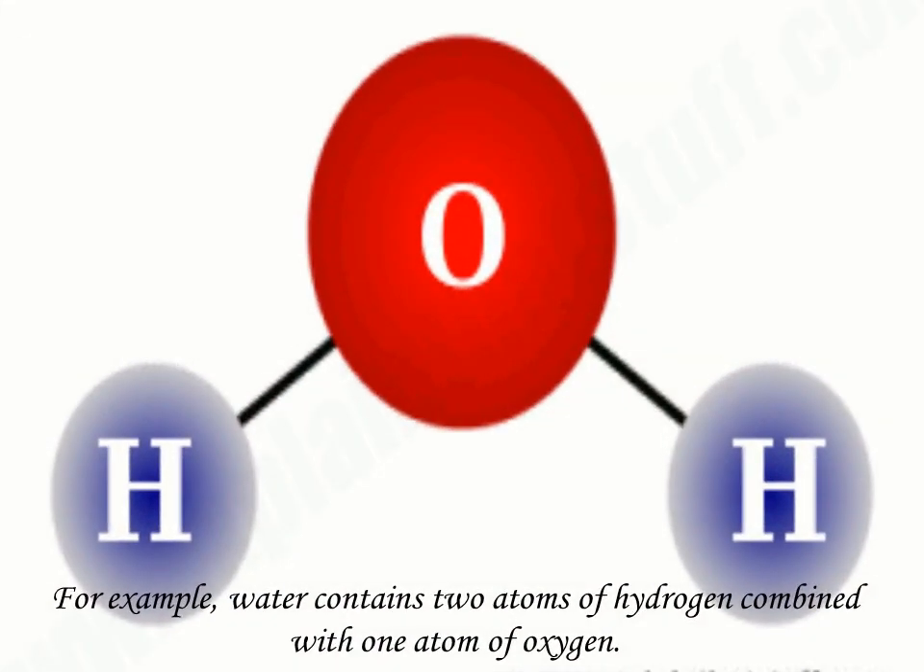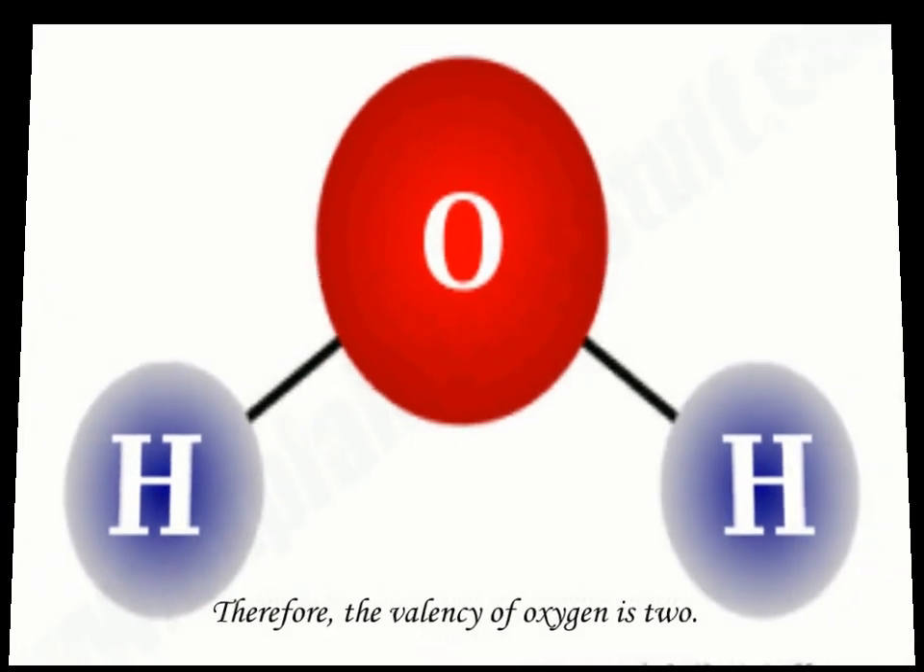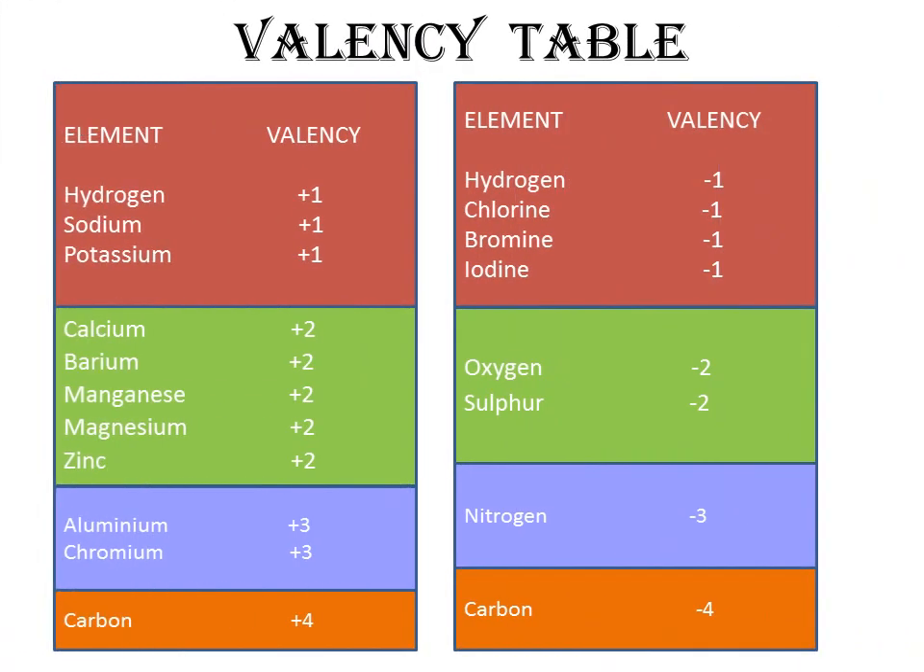For example, water contains two atoms of hydrogen combined with one atom of oxygen. One atom of oxygen has the capacity to combine with two atoms of hydrogen. Therefore, the valency of oxygen is 2. Valencies are always expressed in whole numbers.